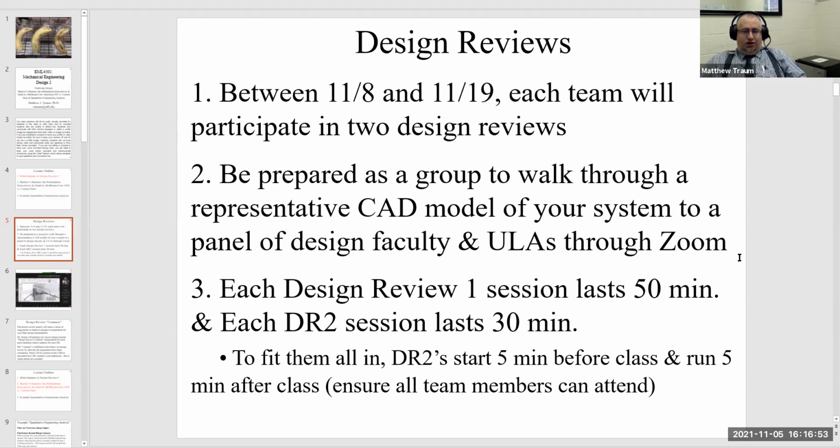And then also the teaching team. So our ULAs and our fellows, 2 or 3 of them will also be present in the design reviews. So you're probably going to be interacting with a group of somewhere between 4 to 6 people, depending on the time of day and who's available.